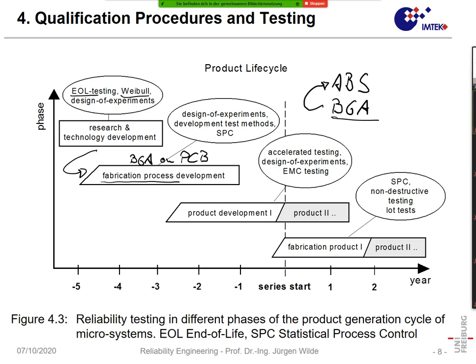And here again we do design of experiments. We look for test methods. For instance, you could say, how can I check in production if there are defects in my samples? So you could, for instance, introduce X-ray testing and so on. And only when this has been accomplished in a successful way, you can go into product development.